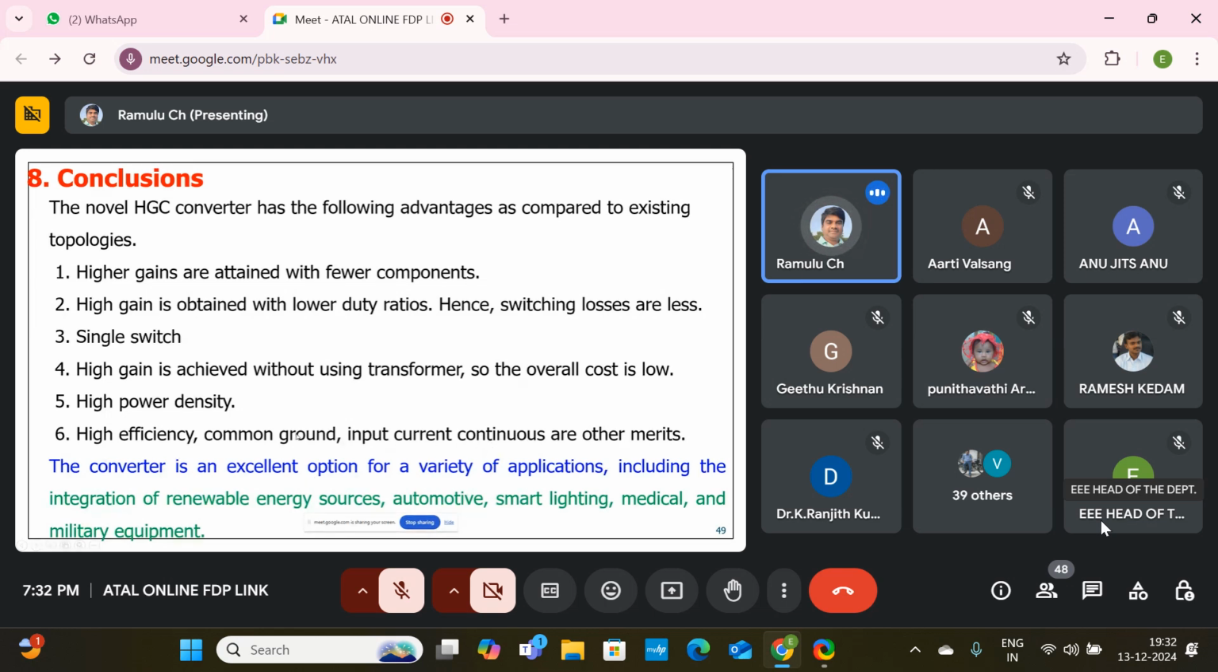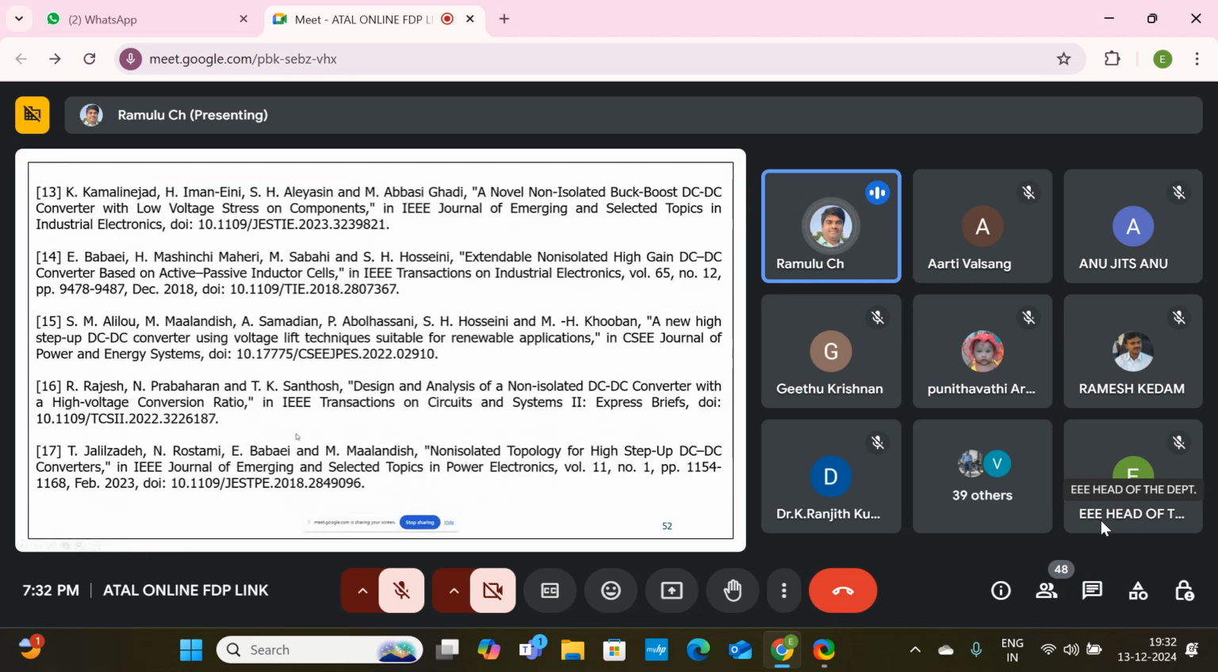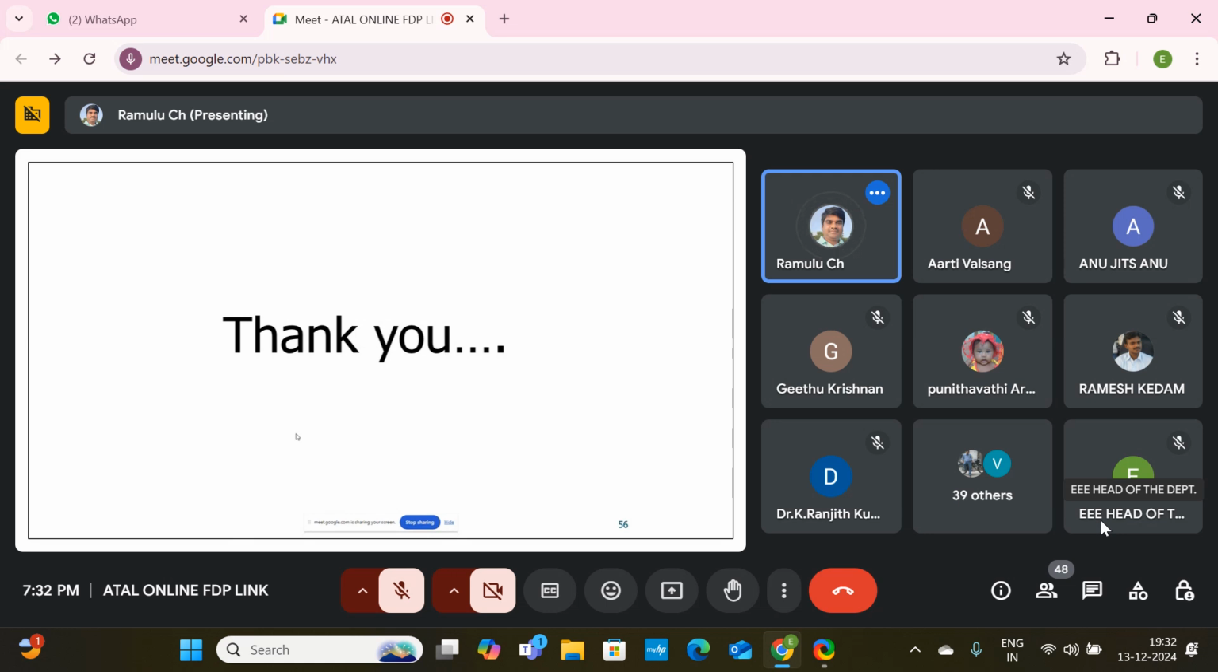The overall cost is low, with higher power density, high efficiency, common ground, and continuous input current. All these are the merits of the converter, and these are the references. Okay, thank you. I think I completed in time. Sorry at the last. This is only to create some kind of motivation among you.